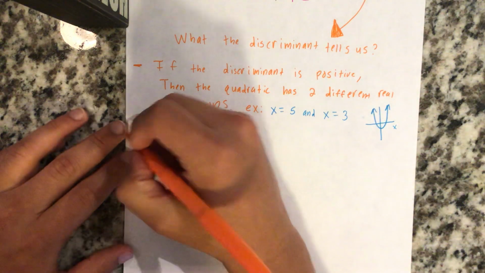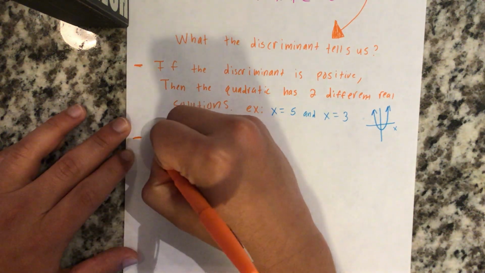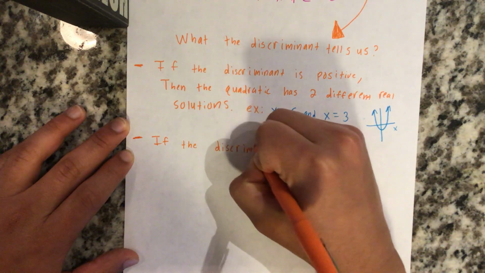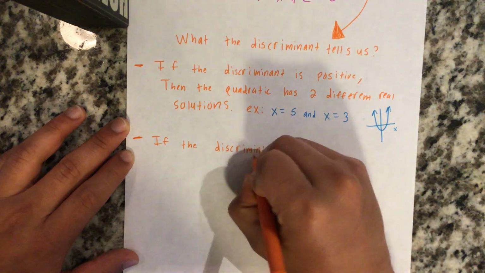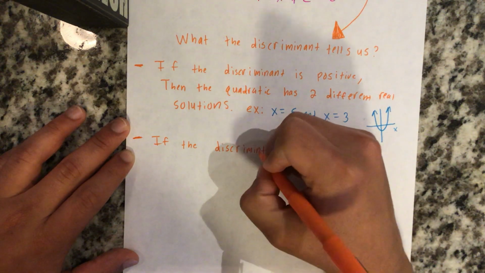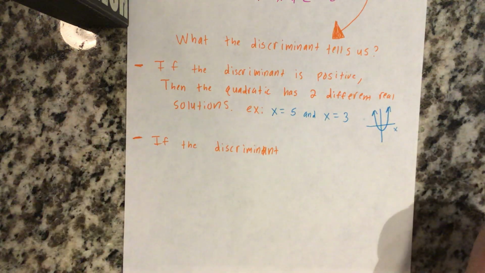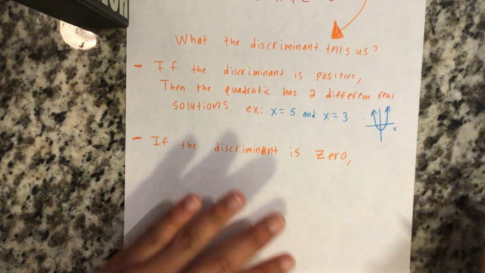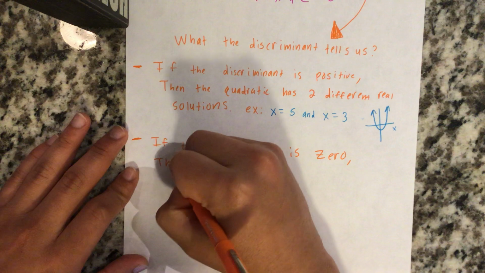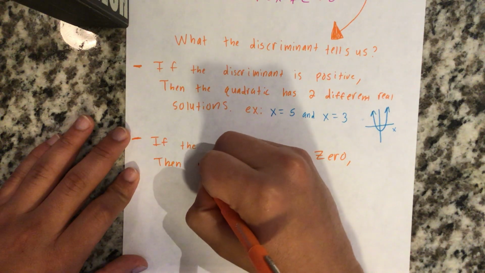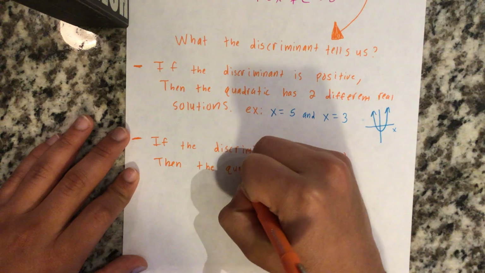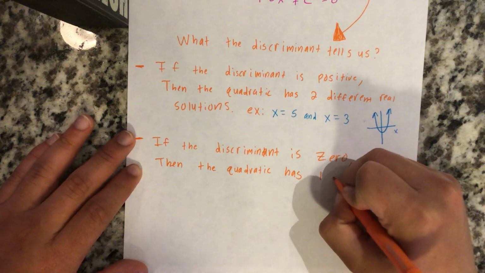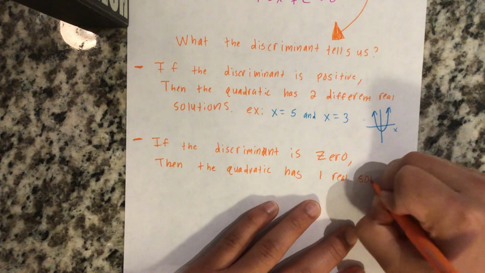The next option: option 2, if the discriminant, I spelled that wrong, discriminant, it's a really long word. If the discriminant is 0, then that means the quadratic has one real solution.